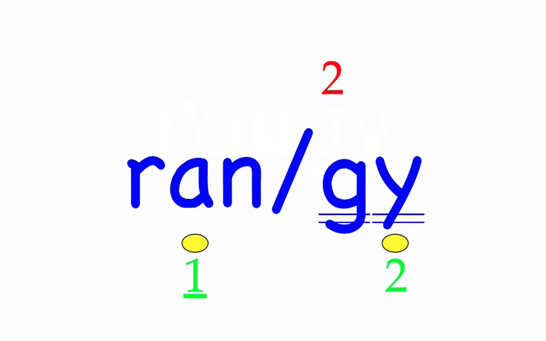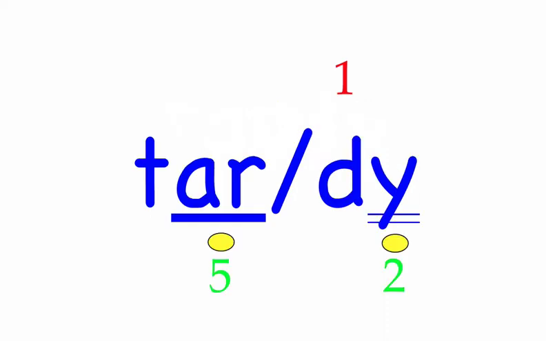Tardy. Tardy. The student was tardy for class. Tardy. Tar has 2 sounds. T, R. D, 2 sounds. D, E. Tardy. Mark the word. Tardy. Row 3.